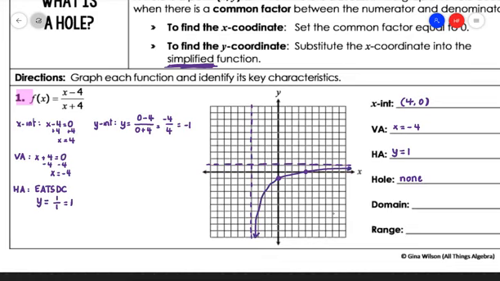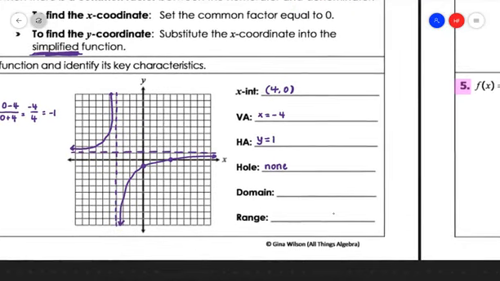And then with our rational functions, they're on opposite ends. So we've got one in the upper left corner and then the one that we graphed from the points on the lower right. And then from here we can write our domain and our range.